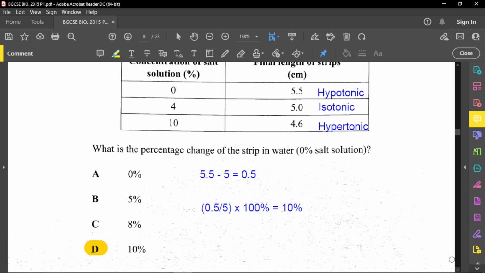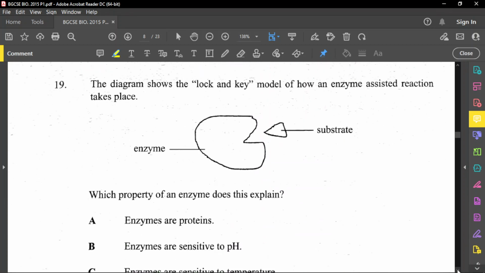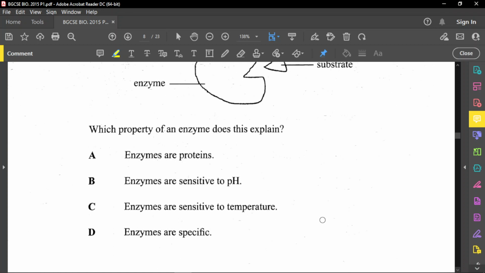Our next question is question 19. A diagram shows the lock and key model of how an enzyme assisted reaction takes place. Just to point out, what property of an enzyme does this explain? Yes, enzymes are truly proteins, and because they are proteins, they have a specific shape. But very important here, I'm looking at D, and D will be an option. I'm going to tell you why I'm going to choose D as an option, but there's something missing from D. I'm going to write that in.